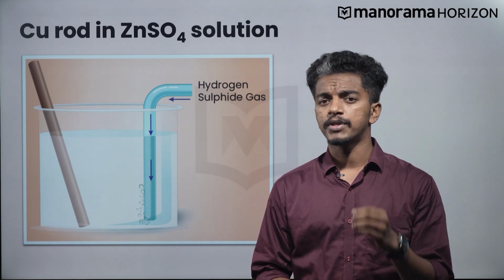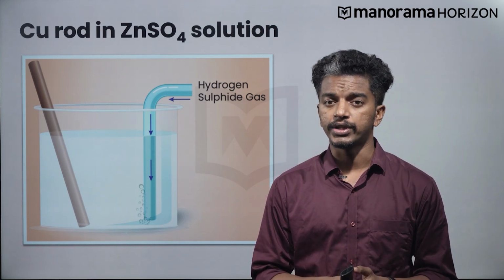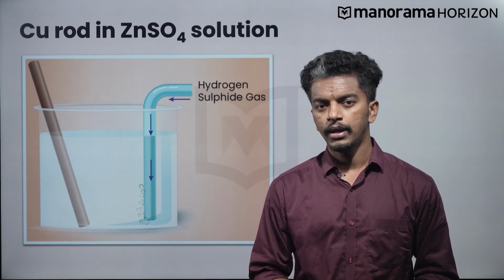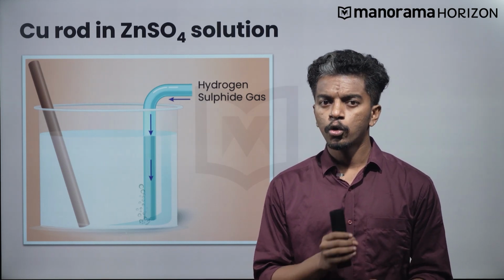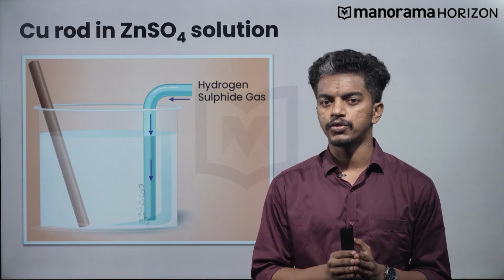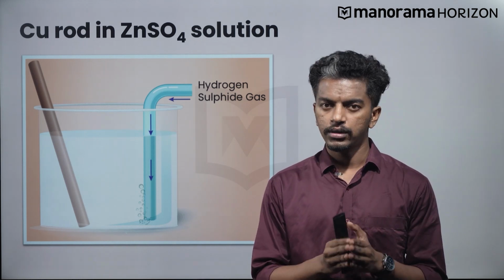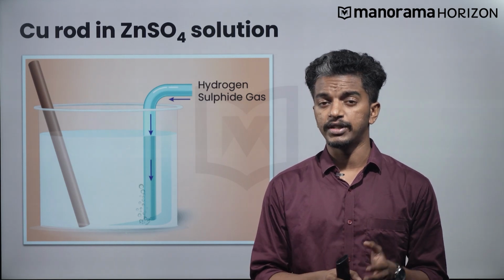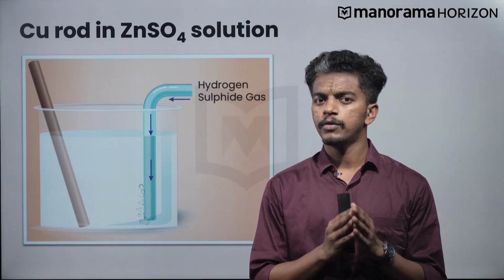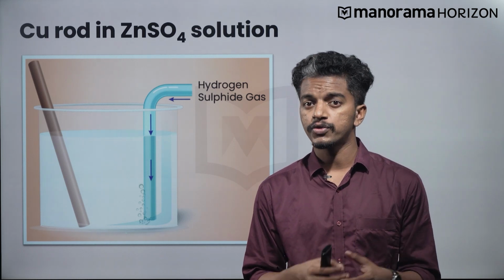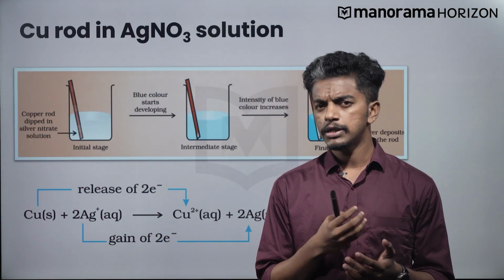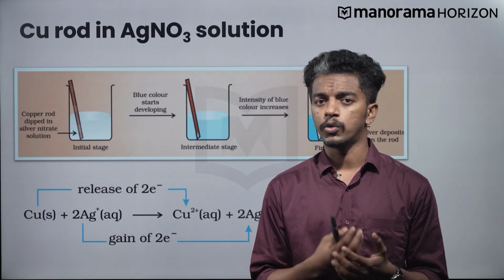Here we can confirm the presence of Cu2+ ions in the solution by passing hydrogen sulfide gas into the solution. A black precipitate of cuprous sulfide would indicate the presence of Cu2+. However, passing hydrogen sulfide gas will not produce any precipitate within the solution. This confirms that copper does not release electrons to zinc and there are no Cu2+ ions in the solution. Okay, so copper does not react in zinc sulfate solution.